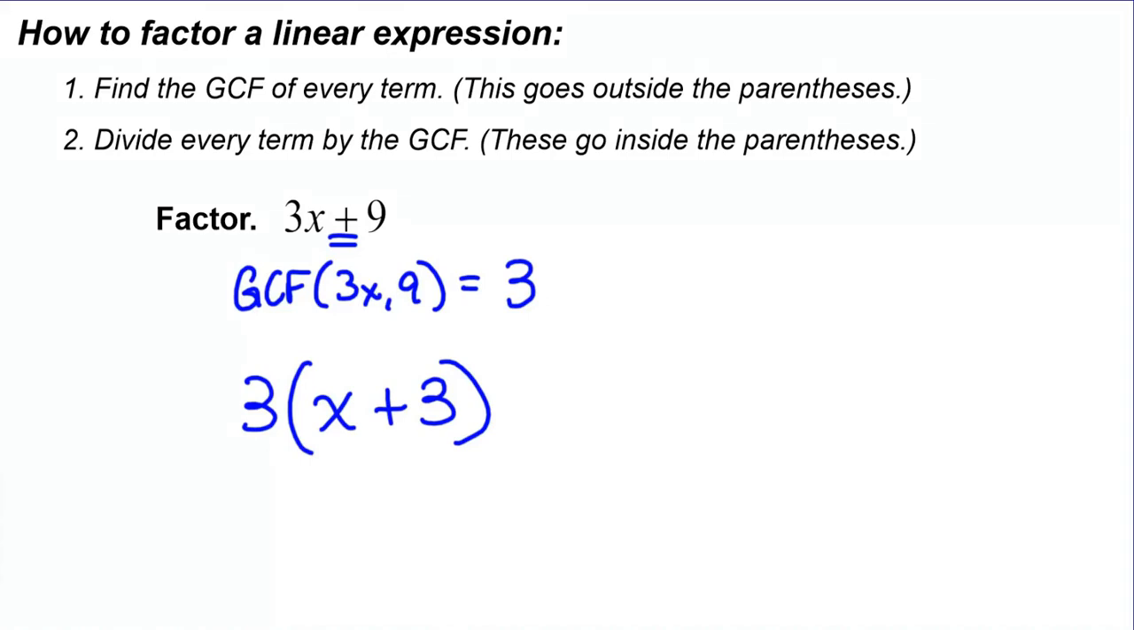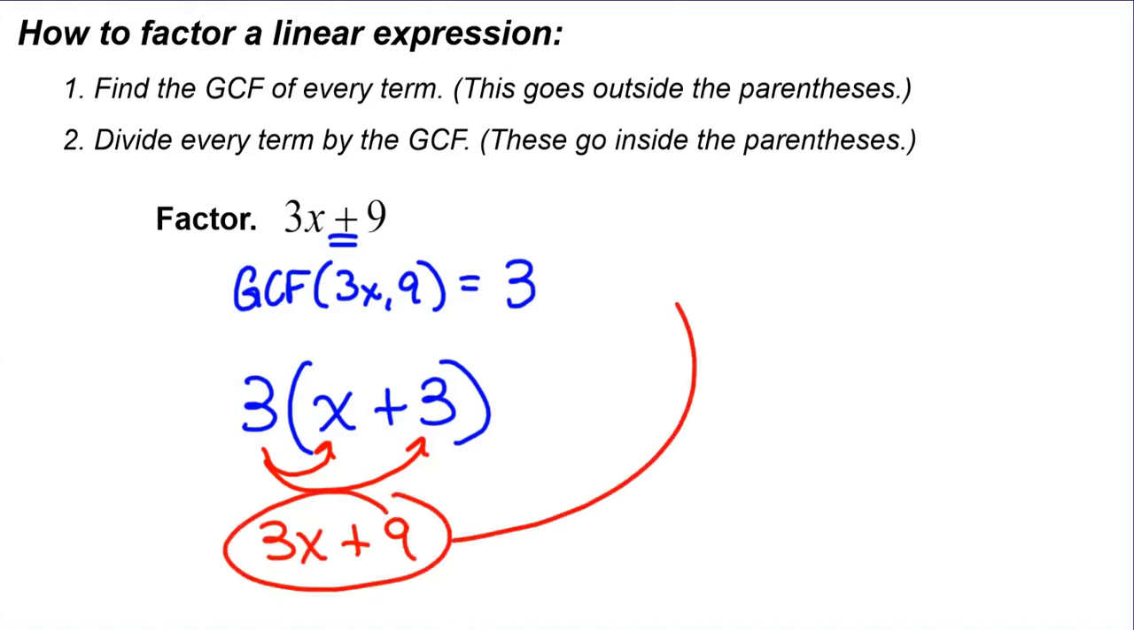Now a great way to know if you factored something correctly is to just use the distributive property to check. So if I do the distributive property and multiply everything in the parentheses times 3, I get, voila, 3x plus 9, which is what I started with. So these are equivalent expressions. Now I have just factored it. I've kind of reversed the distributive property there.